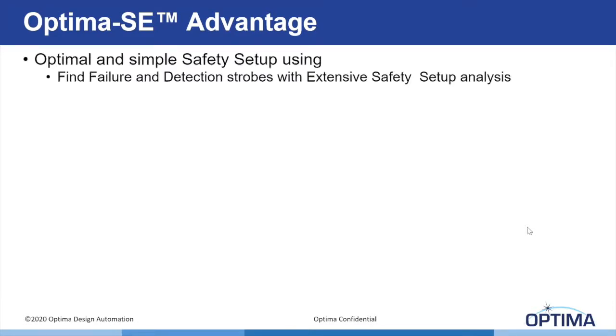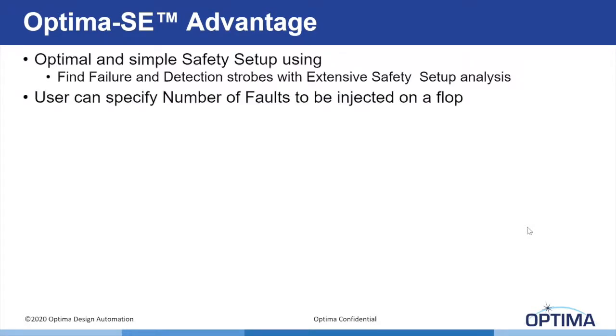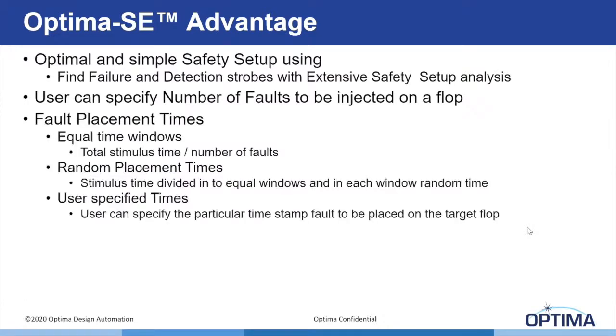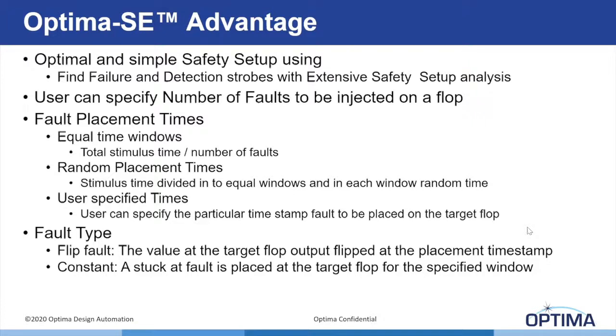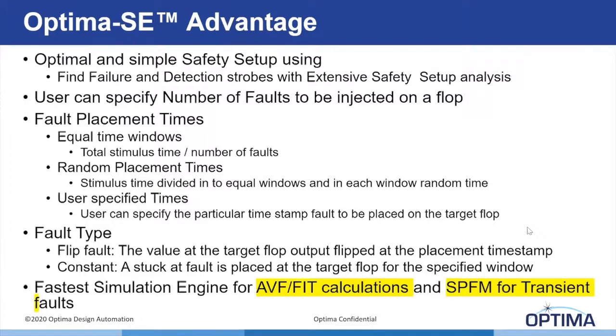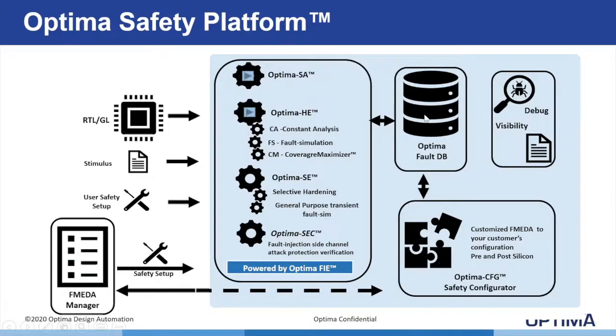The OSP SE advantage is an optimal and simple safety setup. The user can specify the number of faults to be injected on a flop. Fault placement times can be equal time windows, that is total simulation time divided by number of faults, or random placement of the times, or user specified times. Fault types can be a flip fault, where the value of the target flop at the output is flipped at the placement timestamp, or a constant stuck-at fault placed at the target flop for the specified timing window. This is the fastest simulation engine for AVF and FIT calculations and also for the SPFM for transient faults. This is the overall advantage of Optima Safety Platform.